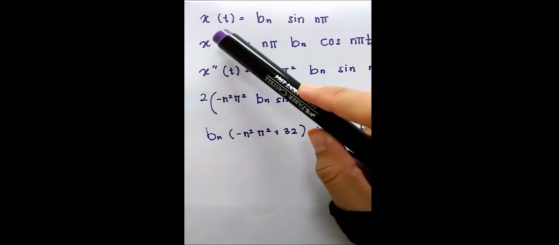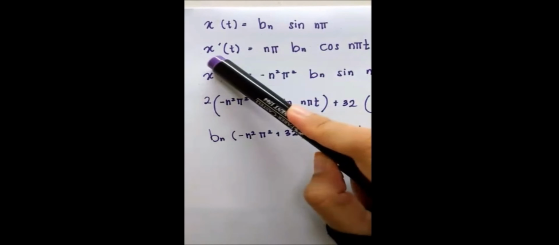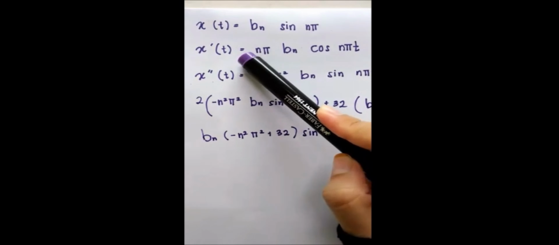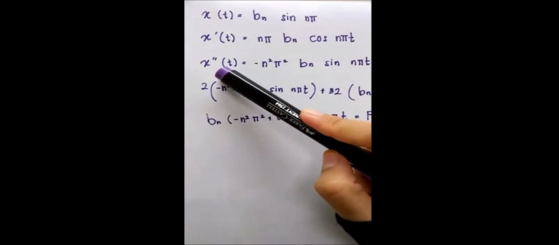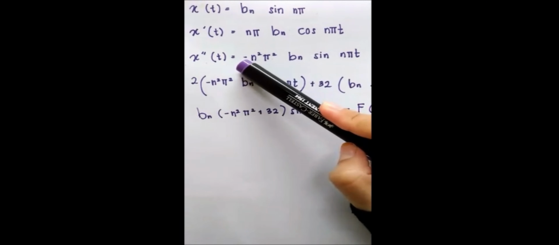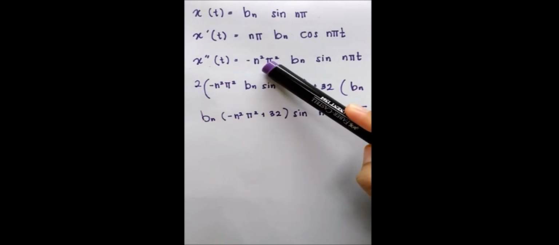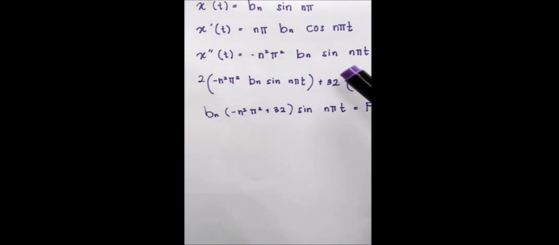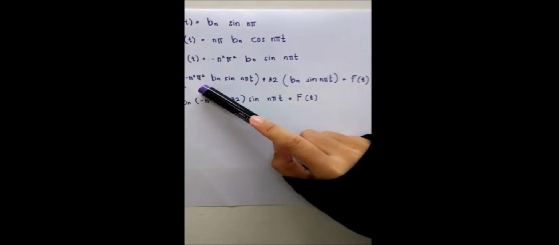After that, we have to derive this equation to become like this. x prime t equals nπ Bn cos(nπt). Then we have to differentiate it again so that it will be x double prime t equals negative n squared π squared Bn sin(nπt). After that, we have to substitute the derivation into this equation and become like this.